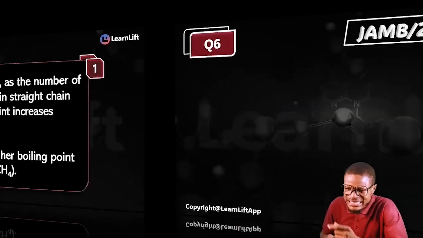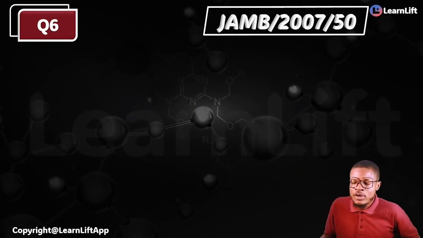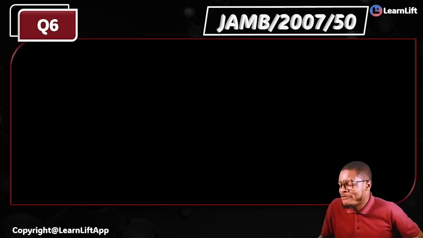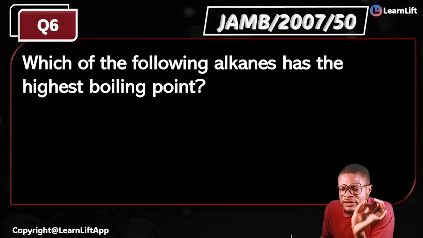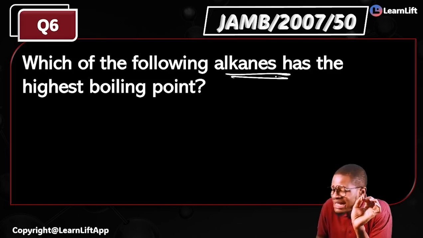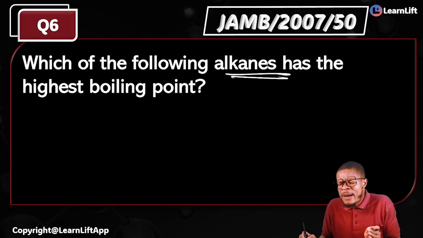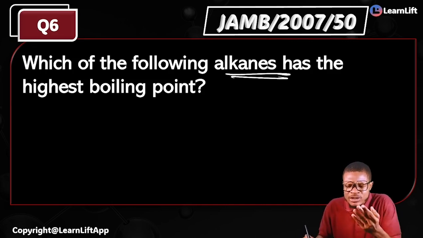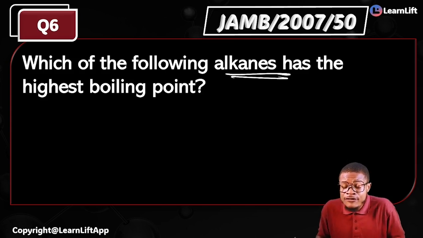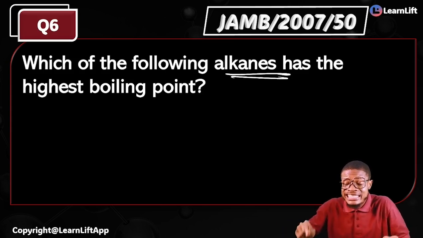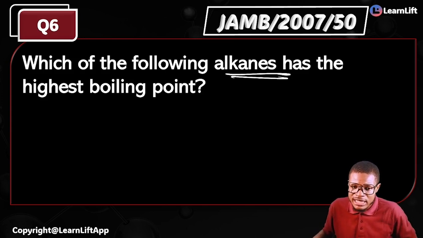Sir Peter, answer this question for me. JAMB 2007 question 50. Look at the powerful JAMB question. The question says, which of the following alkanes has the highest boiling point? You don't want to be in the hall, looking at your computer while it is looking at you, and then you turn to stare at the ceiling. No, you are not prepared. If after you have watched all these classes you know that you are set for your exams.